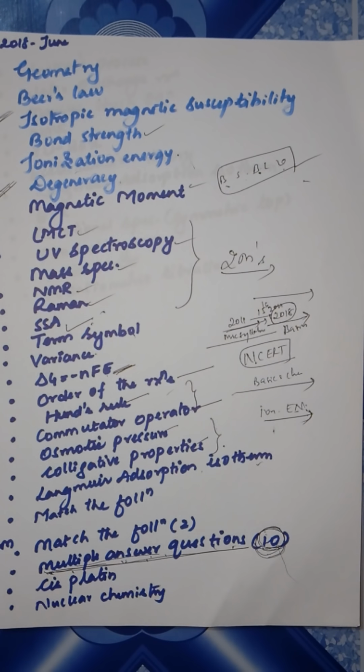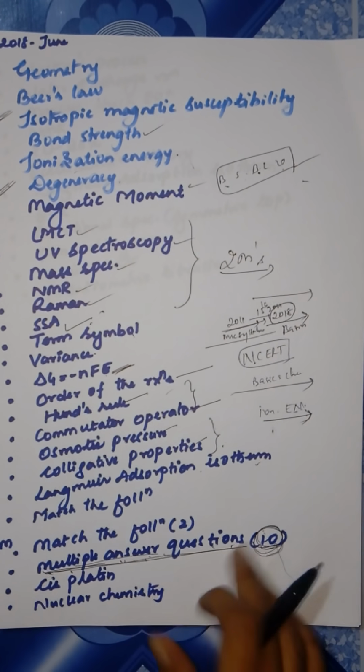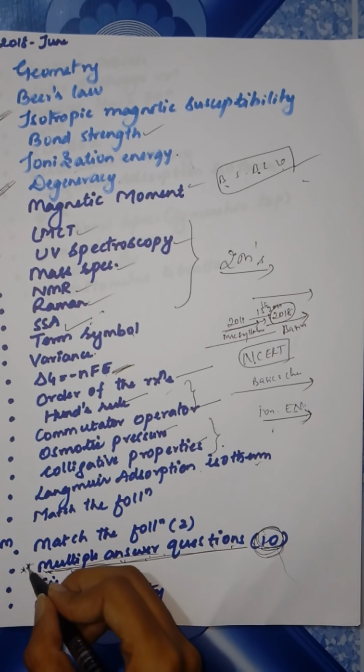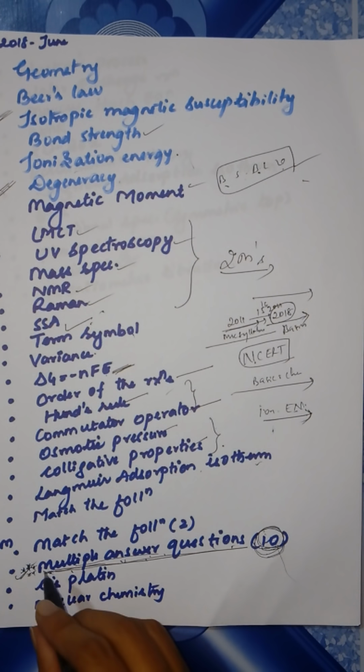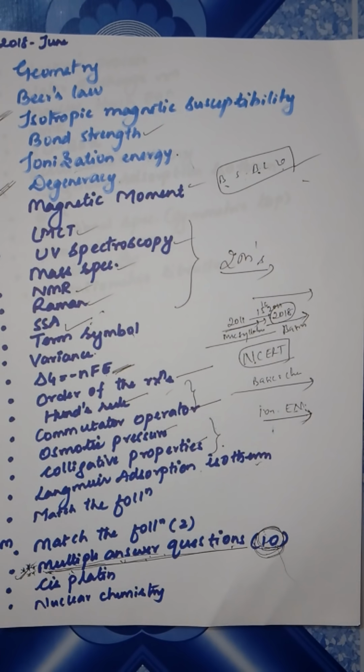What you want to read is your wish. So multiple answer questions, you have to do it. Definitely you have to do it, because this is the fetching mark. This will fetch you more marks. For that you have to read the basics.